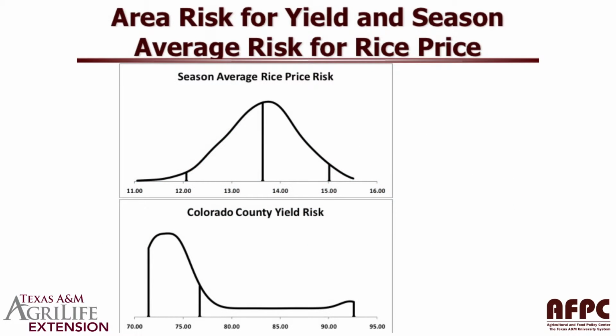This is a diagram of what the national season average price risk looks like for 2016. $11 to about $15.50 with an average somewhere around $13.60. Now I'm using Colorado County rice yields in Texas, and this is the county yields that would be used in calculating the total revenue. This is a historical probability distribution of risk on yields there. See, we've got a lot of yields that don't fall below 70 for the county average, and then we've only had 1 or 2 observations that get into the 90 hundredweight per acre.